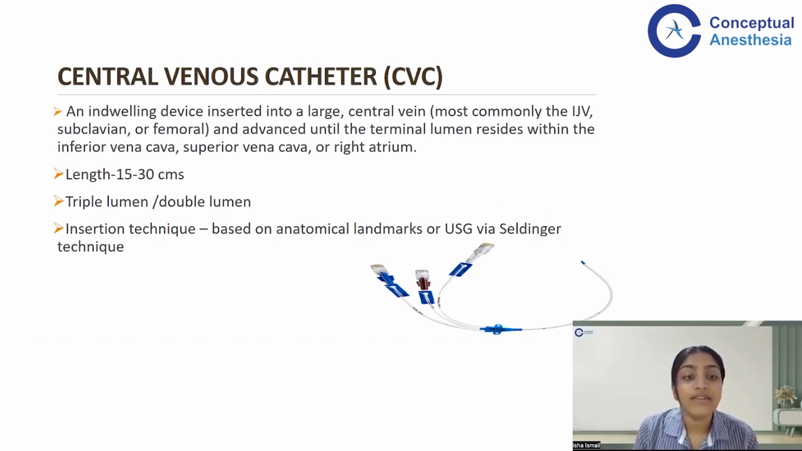Now, coming to the central venous catheter, an indwelling device which is present in the large central vein. You want to keep the terminal lumen just in the IVC, SVC, or the RA. It's about 15 to 30 centimeters in length. You can use a double lumen or a triple lumen one. Generally, triple lumens are used for adults and double lumens are used for pediatrics. And these are going to be inserted either through anatomical or USG guidance. We'll talk about the insertion techniques in the future slides.